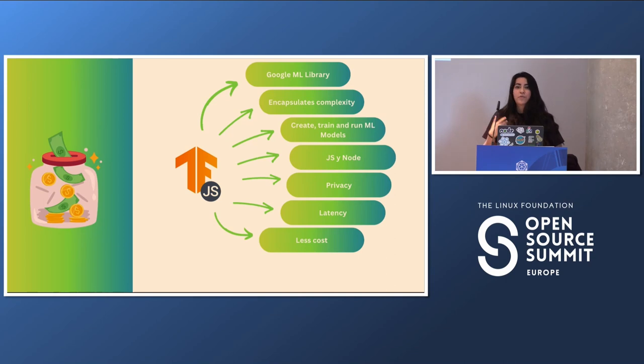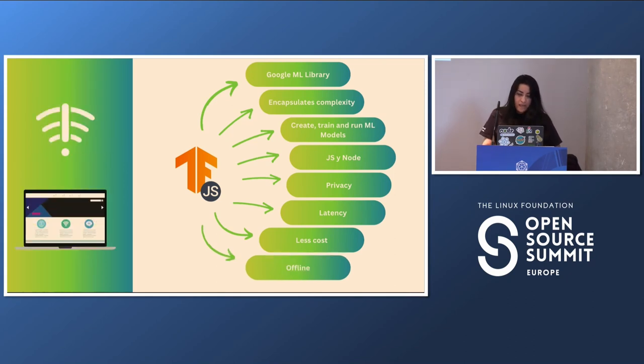Less cost. You don't have to have one computer running that server model, or you don't need to pay for it if you're paying for it. If it's from the browser, it's already there. You just have the web page, right? So it's not that expensive, because actually running those is expensive. And the benefit that it can be offline. If you have it on your browser, if your page already loaded, you have access to that model. So if you have low connectivity or are in a place where you might need to use it offline, once the application is loaded, you can have access to that model. It doesn't need to go to the server to run any inference. So these are the benefits of running TensorFlow.js.